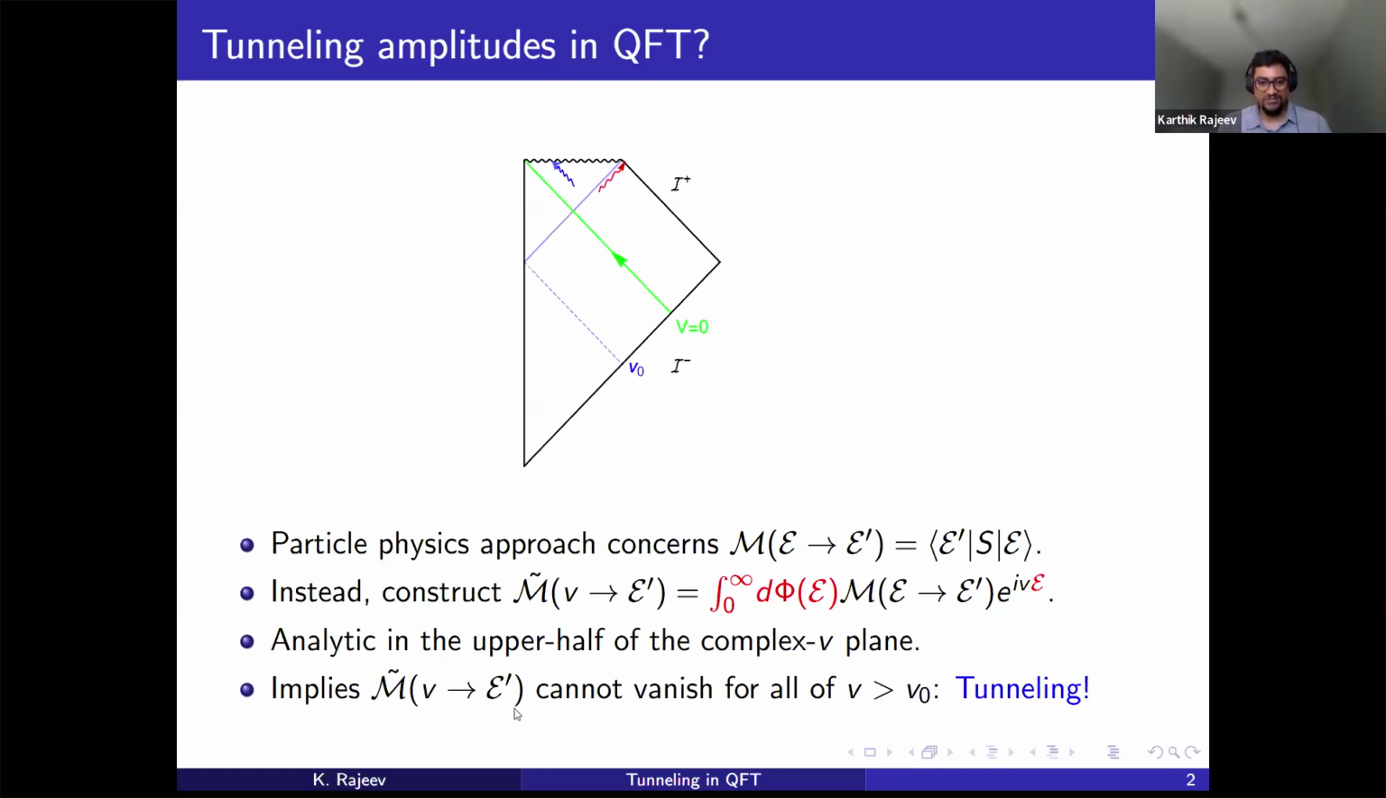So you have a case where some wave function is non-vanishing even at places where it is classically forbidden. So yeah, later on we'll make this more precise. But this is just to give you an impression that this is one way of making sense of tunneling in QFT settings.